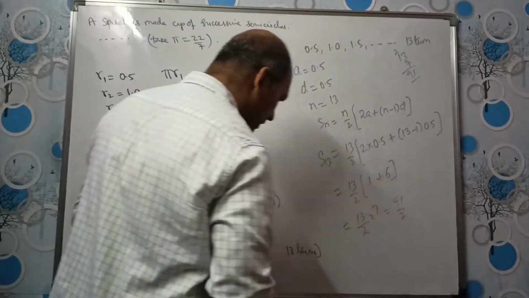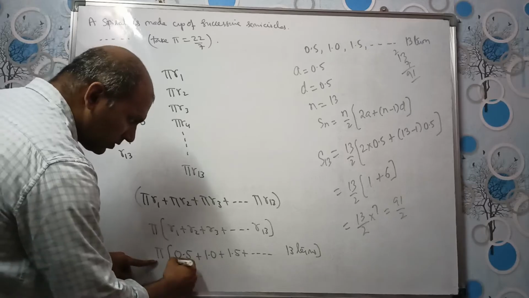So this is how much now? 13 divided by 2 multiplied by 7. So this is how much? 13 sevens are 91, right? So this is 91 divided by 2, which is 45.5. No, let us take 91 by 2 only. That is not our final answer. We need to substitute that here, right?